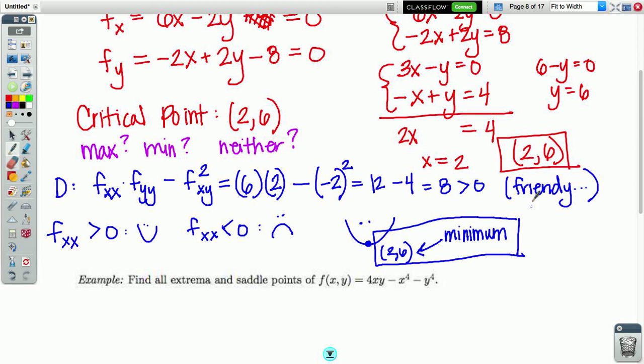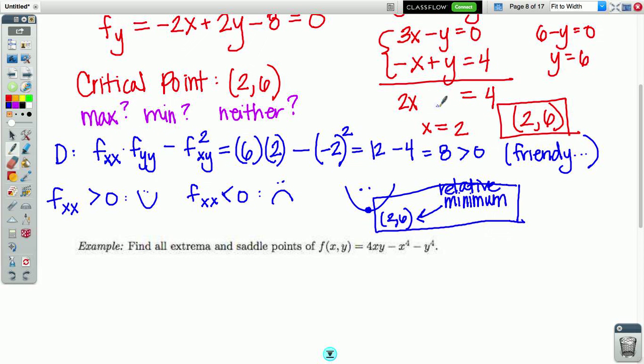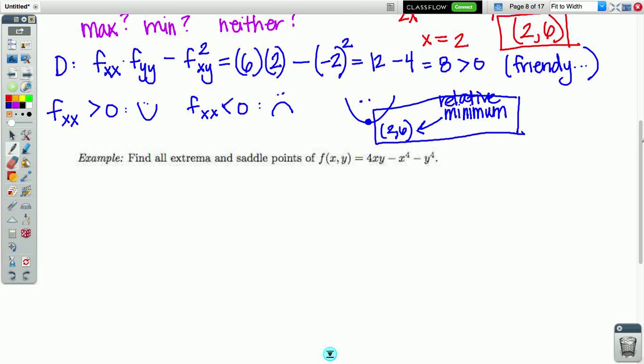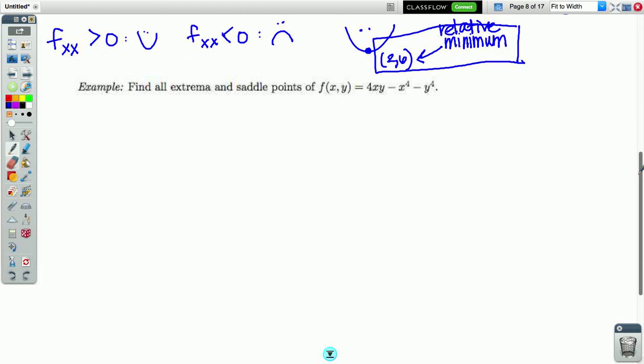And I've classified it. Actually, what I should say here is it's a relative minimum. Now I don't have a restricted domain here. And if I did have a restricted domain, I might have to test endpoints or corners or something. But in this case, everything we're going to deal with has an infinite domain. So I found the only critical point, and I classified it, and it's a relative minimum.